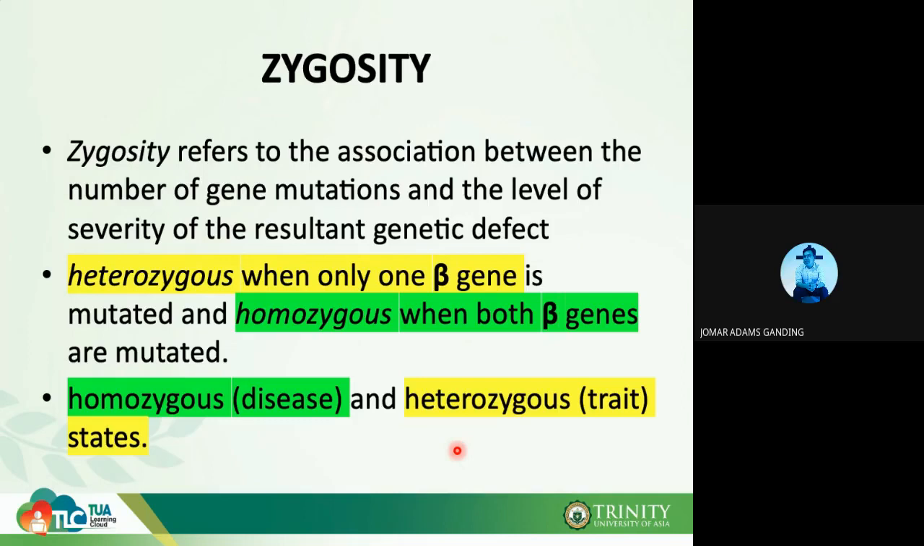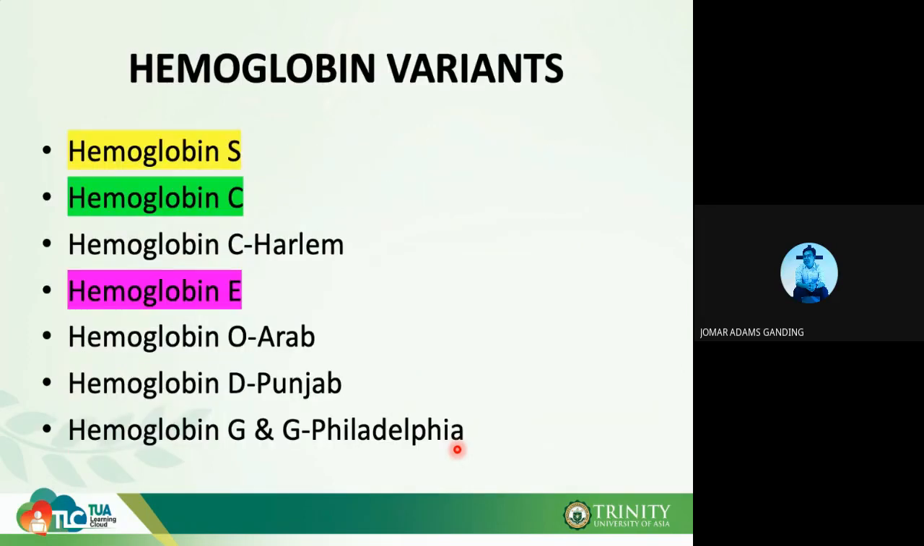So, moving forward, dahil nasabi ko na rin naman yan, okay, hopefully clear tayo dyan, we have now different hemoglobin variants, okay? We have your hemoglobin S, C, C Harlem, E, O Arab, D Punjab, G, and your G Philadelphia. So all of this we will be discussing today.